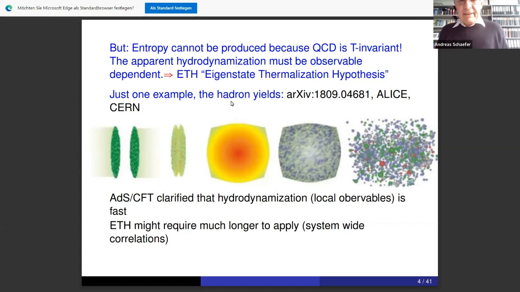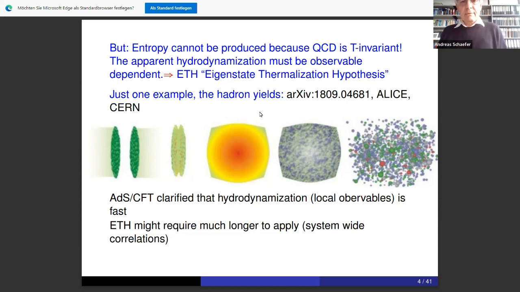Okay, and then there's another principal problem, namely that to have a thermalized system like this famous fireball, you also have to produce entropy, but QCD is time reversal invariant. It's a unitary time evolution, so you cannot really produce entropy. So there is obviously a mismatch. And there are many more details which I don't have time to go into.